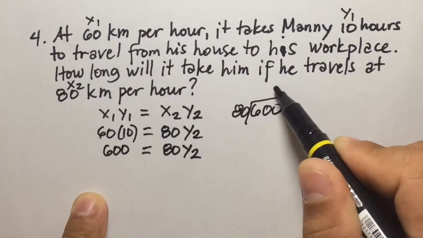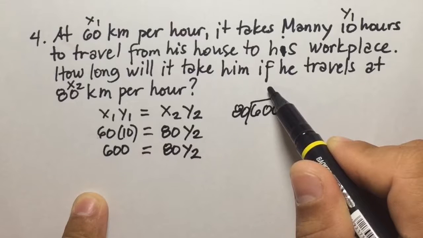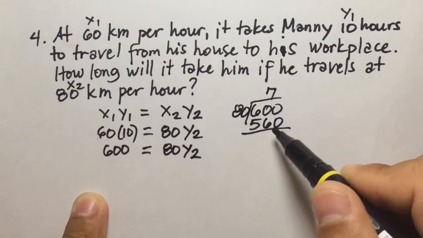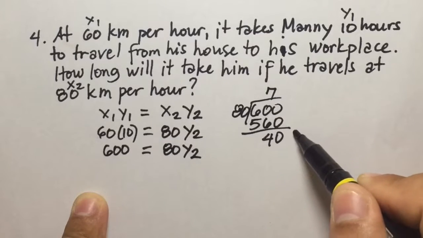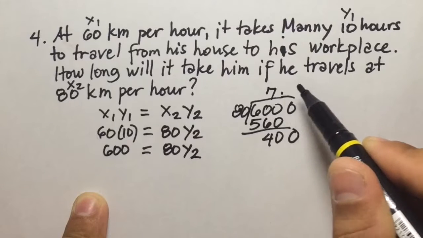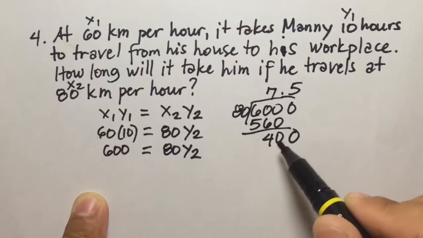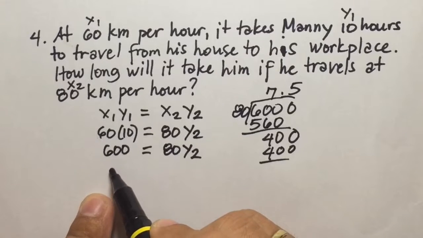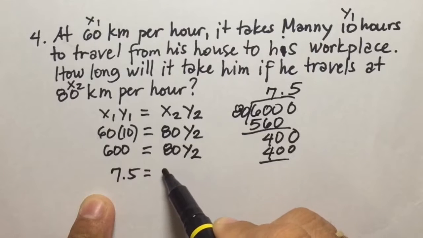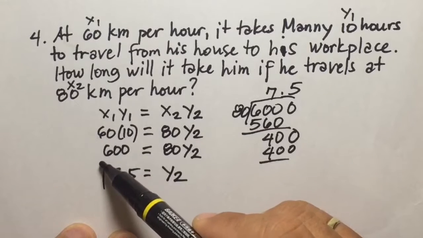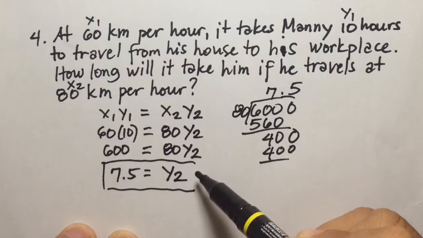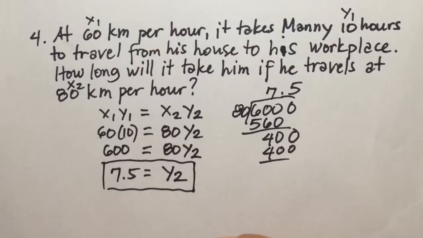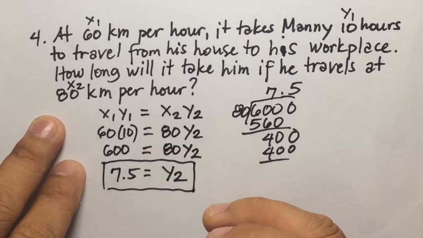600 divided by 80 is 7. And 7 times 80 is 560. Then 600 minus 560 is 40. Then we're going to add 0. So 400 divided by 80 is 5, since 5 times 80 is 400. So our answer here will be 7.5. This is the number of hours that Manny is going to drive if he is going to travel at 80 kilometers per hour.